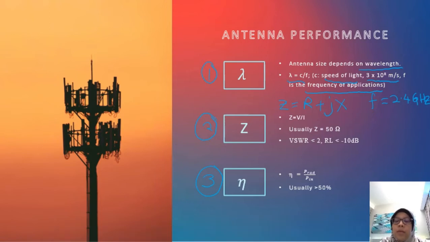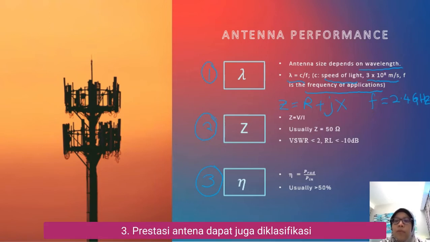And the third one, antenna performance can be described in terms of the efficiency. Efficiency is equal to the radiated power, because the purpose of the antenna is to radiate power to the space, divided by the input power flowing into the antenna. Good efficiency means that the efficiency is more than 50%.